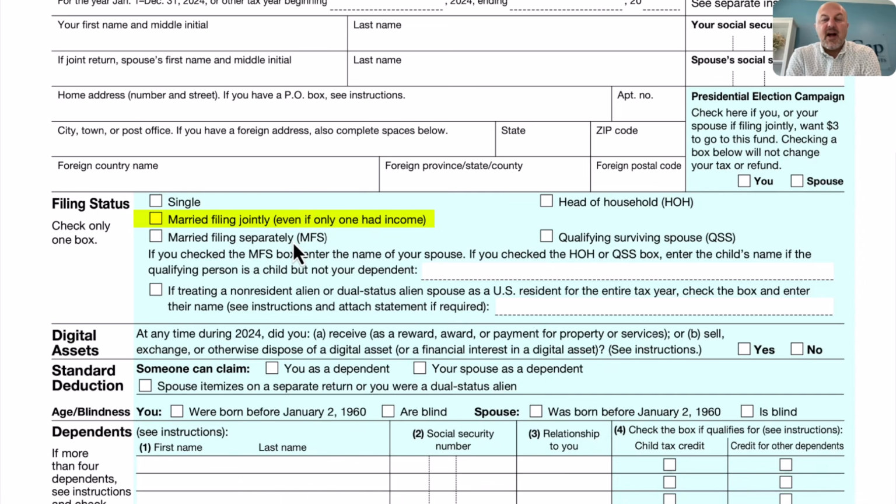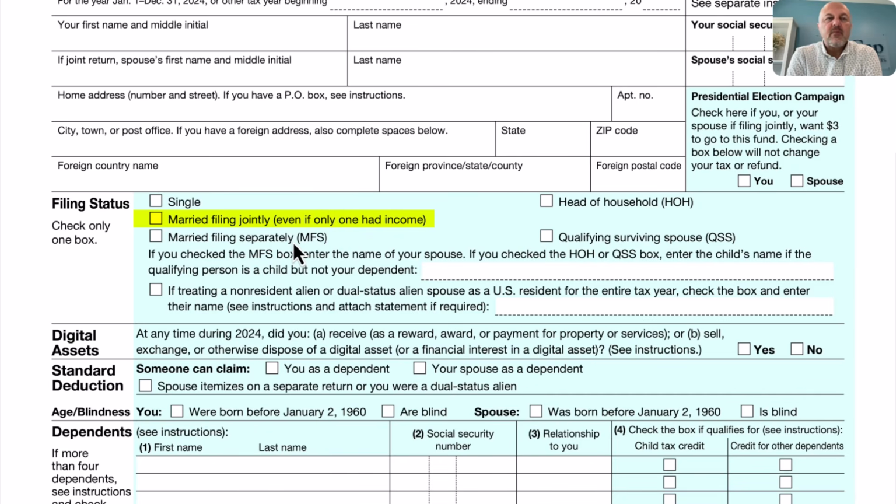But you cannot file married filing jointly if you were legally divorced or separated on the last day of the year. You also cannot file married filing jointly if your spouse chooses to file separately and is not willing to sign a joint tax return. So even though you may be legally married, if your spouse does not want to sign a joint tax return, then you have to file married filing separately, which we're going to go over next.